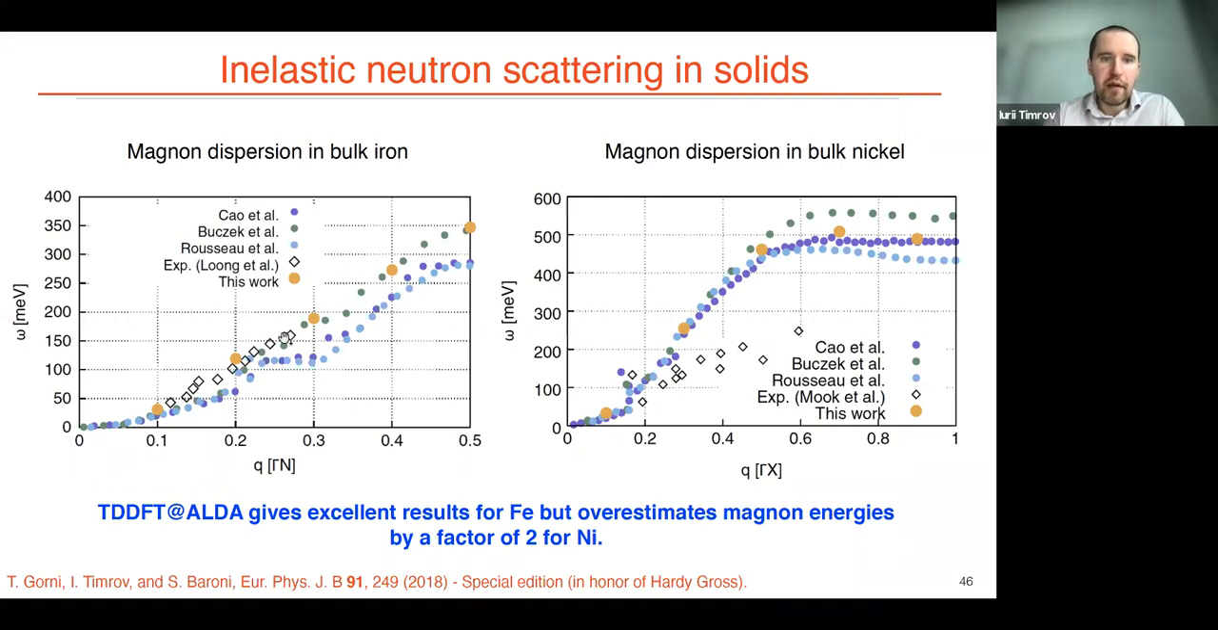And here we compare this work, these orange dots, with experiments, which are these rhombi. We see good agreement for iron, but for nickel, we see that TDDFT, this work and previous works, overestimate the energy of magnons. This is because of the approximation to the exchange-correlation functional.